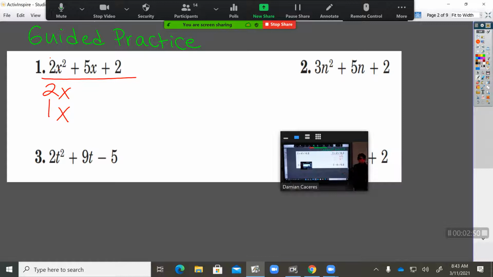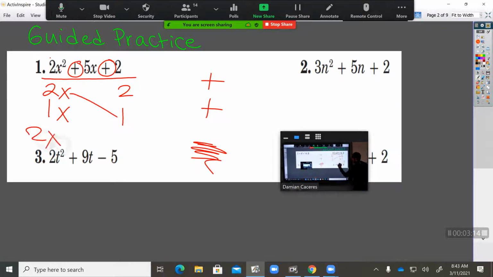Now, positive 2 is 2 times 1. But the last number is positive, which means it's either positive positive or negative negative. Which one is it going to be? Positive positive or negative negative? If the middle number is positive, then you know it has to be positive positive. Now we cross multiply. Let's see if we get positive 5.